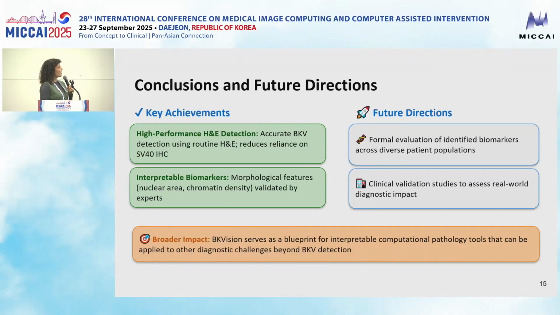To sum up, we accurately predict BKV infection using only routine H&E, reducing the reliance on SV40 IHC, and we also identified morphological features such as the cell area and the chromatin density, validated also by experts. We want to formally evaluate the identified biomarkers across diverse populations, and also to validate them in a real-world setting. We hope BK Vision serves as a blueprint for interpretable computational pathology tools that can be applied to other diagnostic challenges beyond BKV detection.